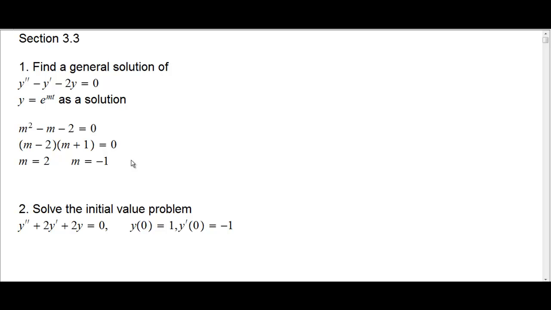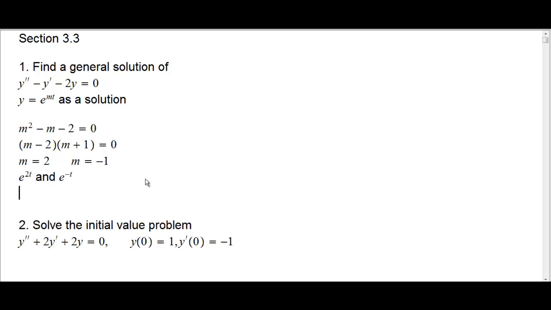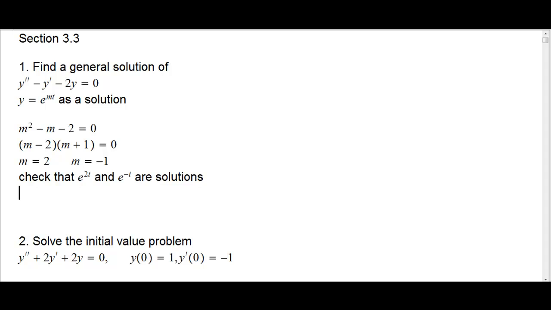So what happens now is that, what are the proposed solutions here? E to the 2t and e to the -t, right? Everybody fine on this? Okay, good. All right. So check that. I mean, you may check that they are solutions, right? Everybody clear on this? Okay, makes sense? Yeah, good.